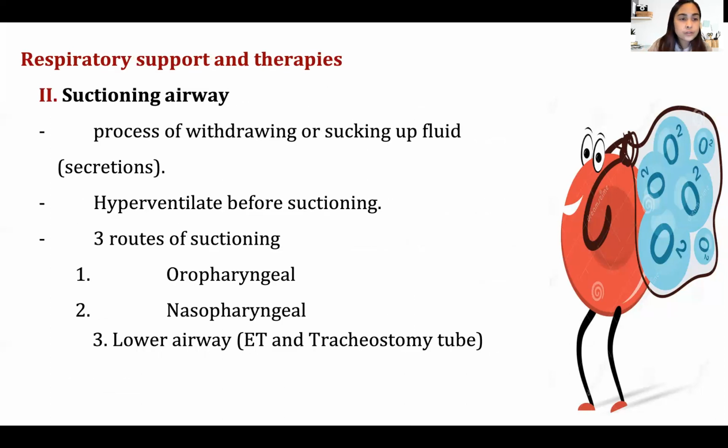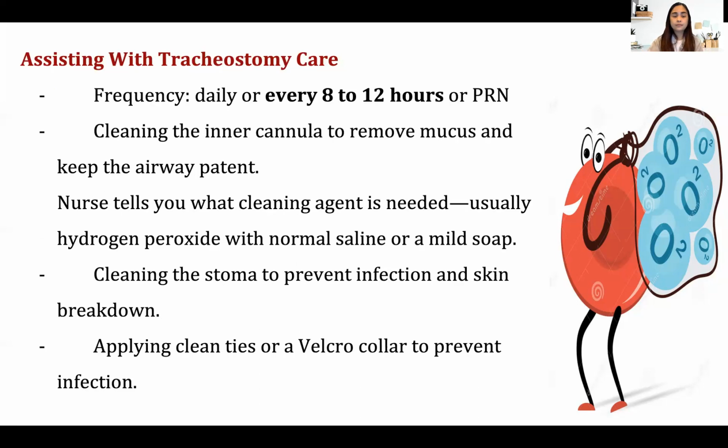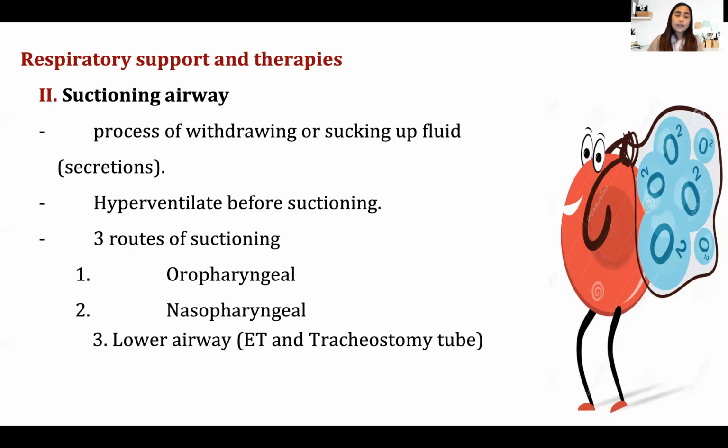We also need to be familiar with suctioning. Suctioning the airway, we have different routes. What is suctioning first? Suctioning is the process of withdrawing or sucking up fluid or secretions to prevent blockage of the airway. Most patients, especially if they have a lung infection, have a lot of secretions, so you need to withdraw that.